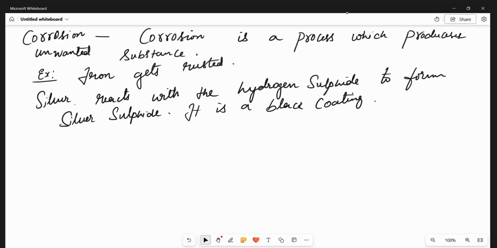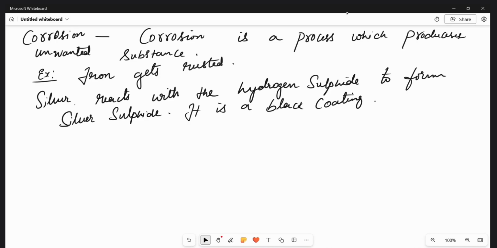Okay, so this is one of the advantages. That is the reason we are using the silver. If it even rusted completely, like iron, we cannot use the silver. And that is the reason it is costlier also.